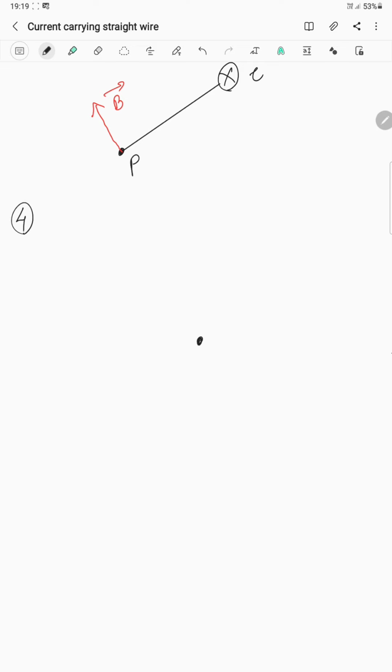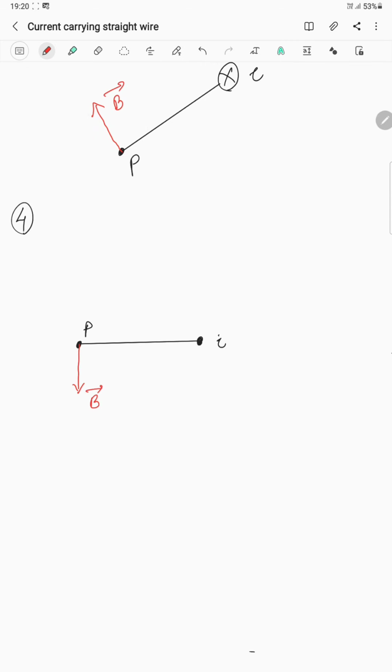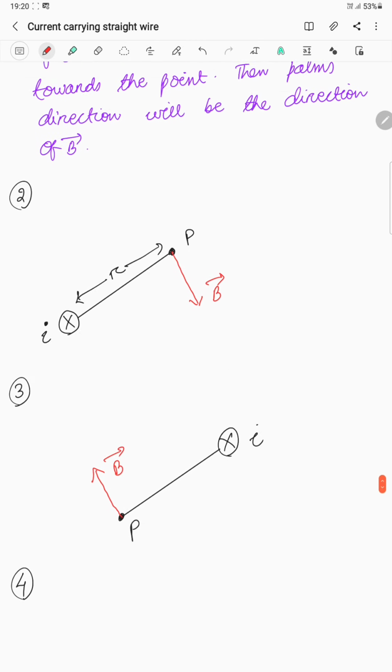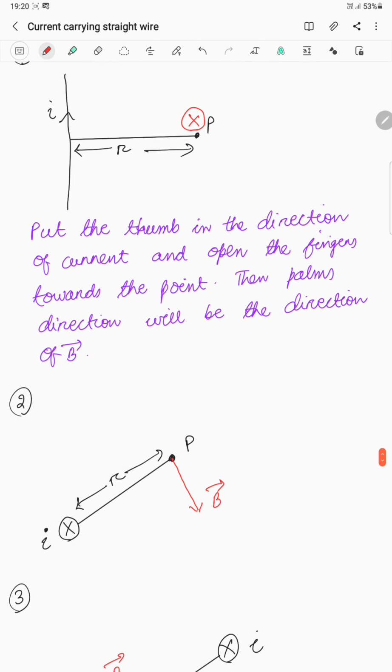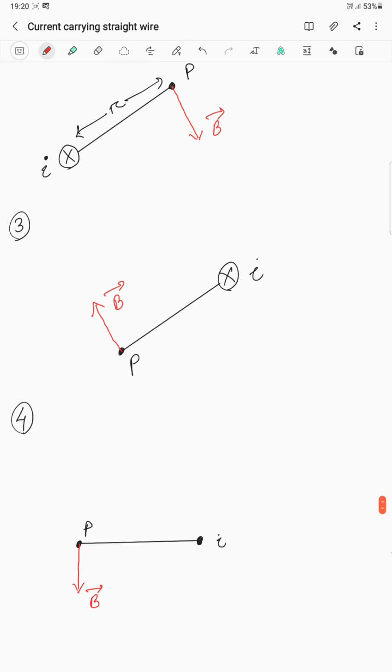Now I have a current carrying wire which is away from the plane of the paper, and I have to calculate the magnetic field at this point P. So my thumb is above, open all the fingers towards the point, then the palm direction will be the direction of the magnetic field. It is in this direction. So this is how the palm rule helps us find the direction of the magnetic field easily, without making any mistake.